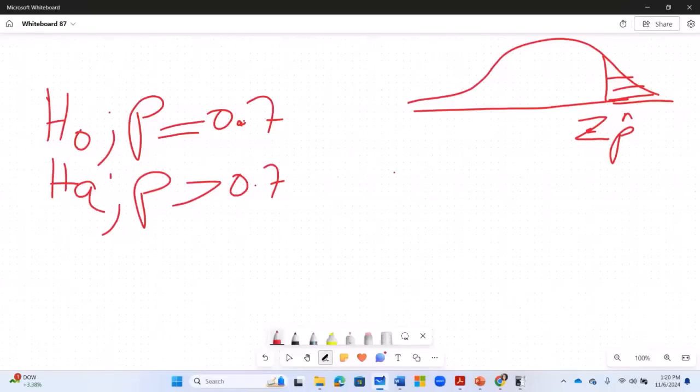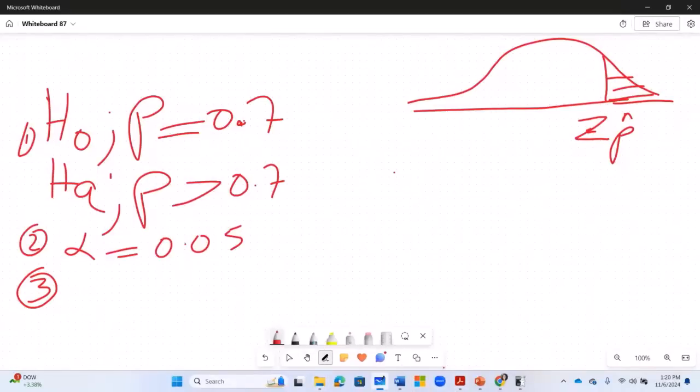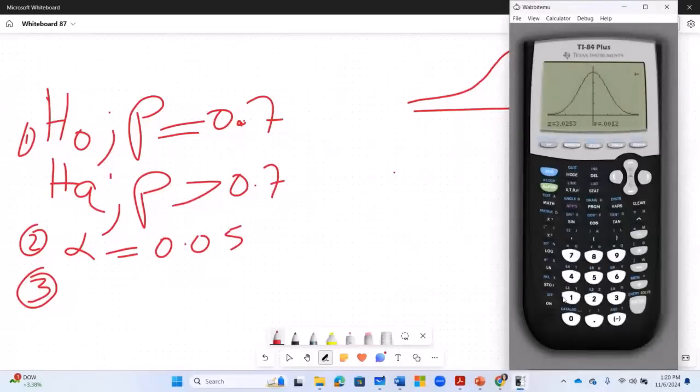Now I'm given alpha. So this is state the claim, number 2, alpha. My alpha is given to me as 0.05. And if I like, I can find the critical value, even though my calculator will give it to me. Let me find it just to make sure we remember. I can find the critical value because the conditions are satisfied. I'll just do inverse norm, 0.05.